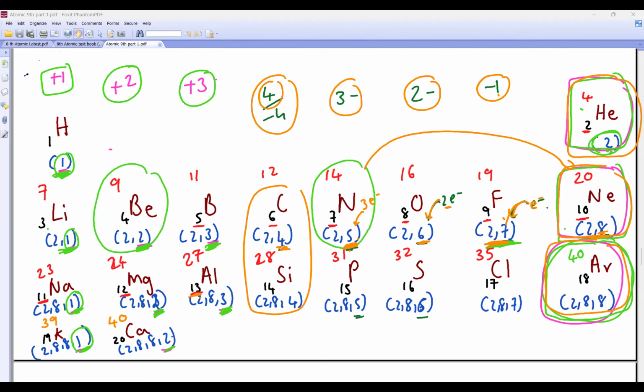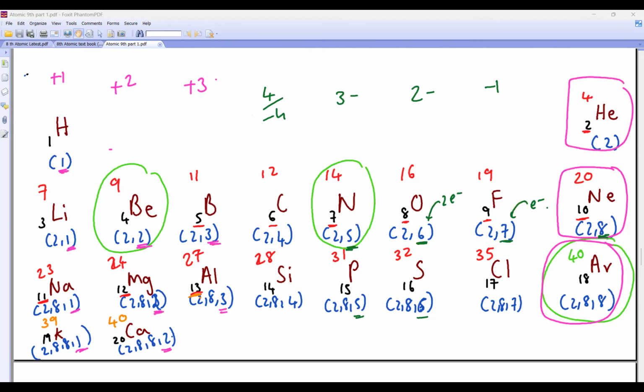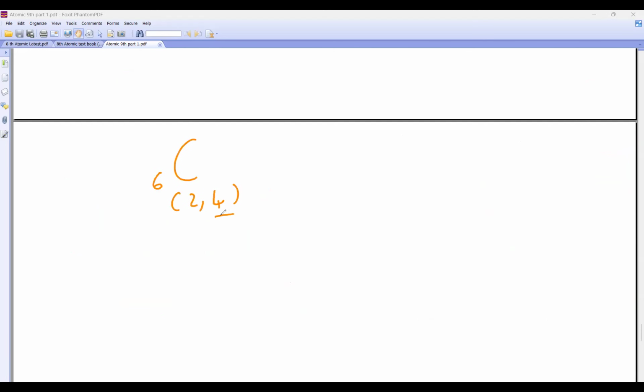How many electrons are required to become stable? Carbon will gain. Who is the nearest noble gas? Neon. So they need 4. Beryllium 2, boron 3, carbon is how much? 2,4. Carbon's atomic number is 6, so 2,4. It wants to become 8.